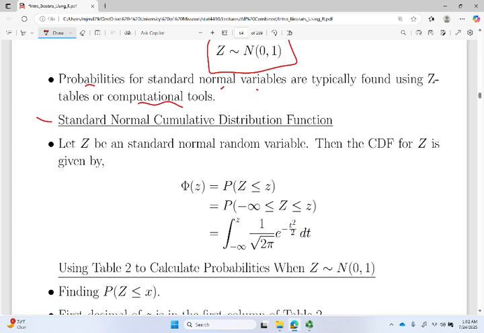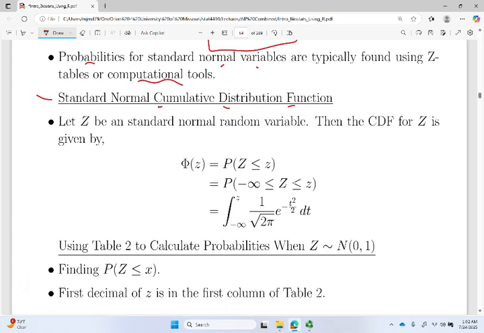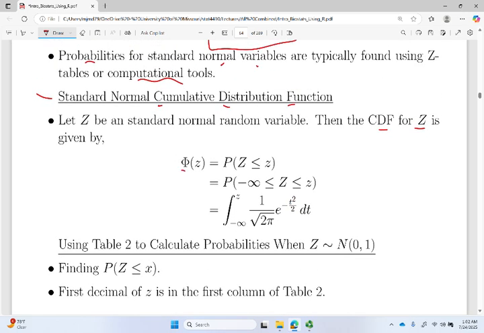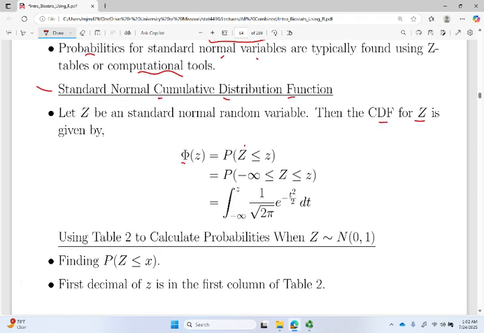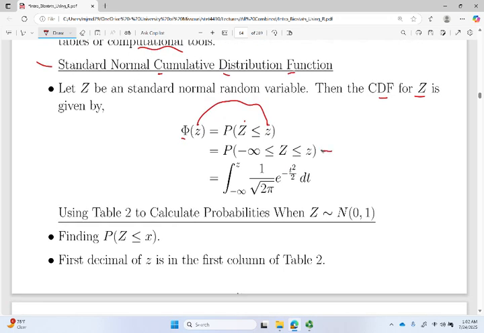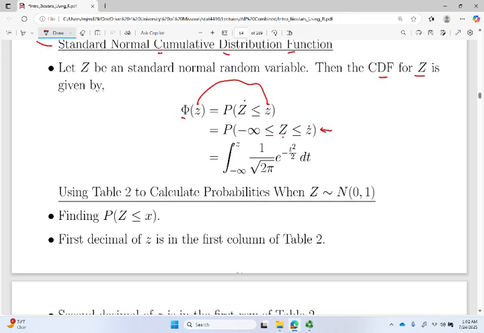Now, the standard normal cumulative distribution function, remember that's the CDF. It's a standard normal random variable, but then the CDF of Z is a cumulative probability, and we usually write that with a capital phi. So phi of Z is the probability that our standard normal random variable is less than that value, right? So that really means that our random variable is between negative infinity and Z. And if you were to use calculus, this is how you would do it. You'd integrate the density over those values.